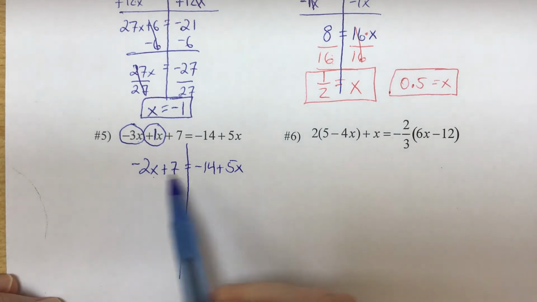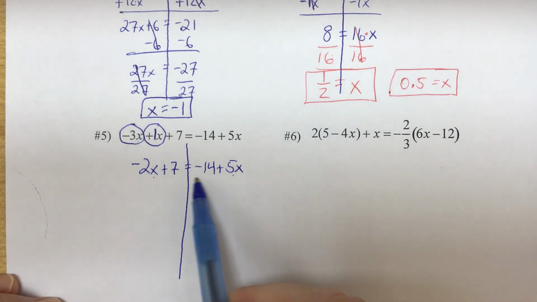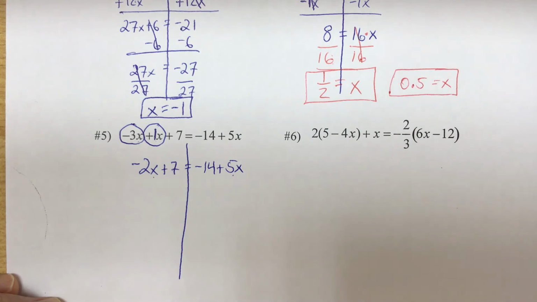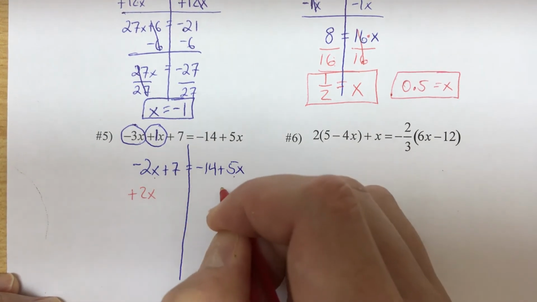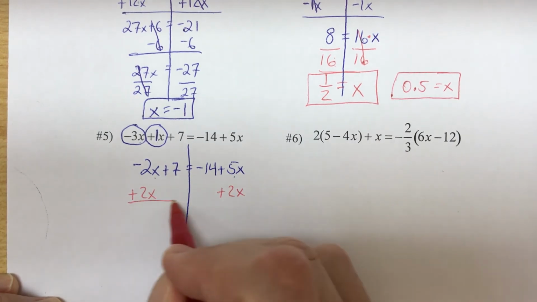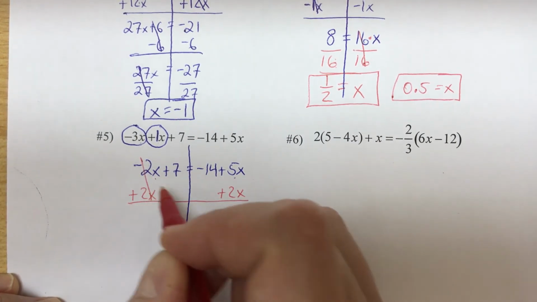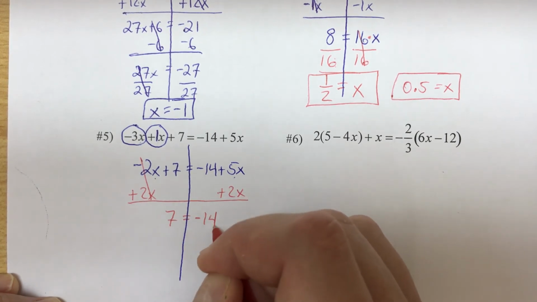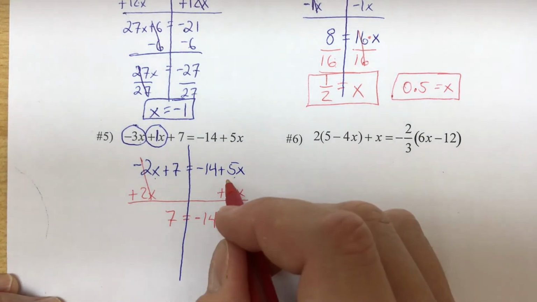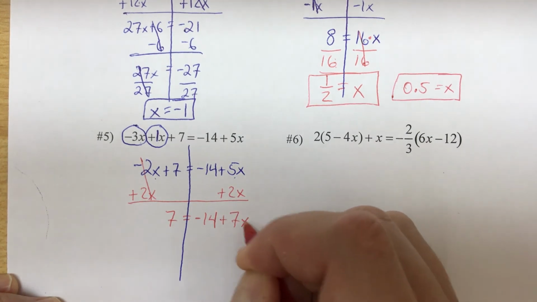So we have variables on both sides. I will move the smaller one, which is negative 2x. To undo a negative, we will add 2x to both sides. That's 0x, that's gone. We have 7 equals. Now negative 14, we haven't touched that yet, and this becomes plus 7x.